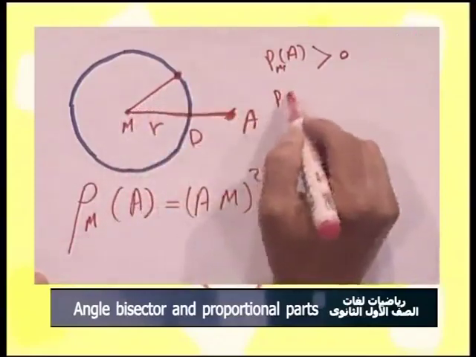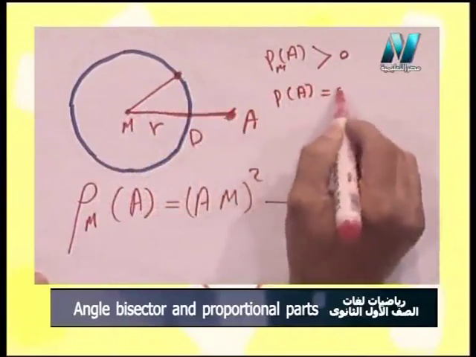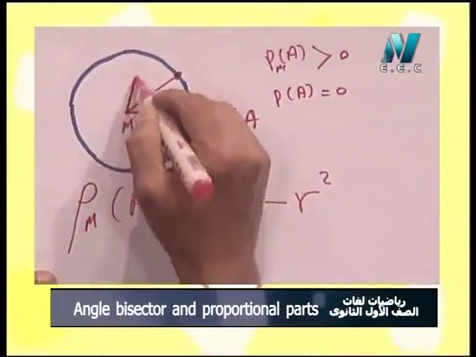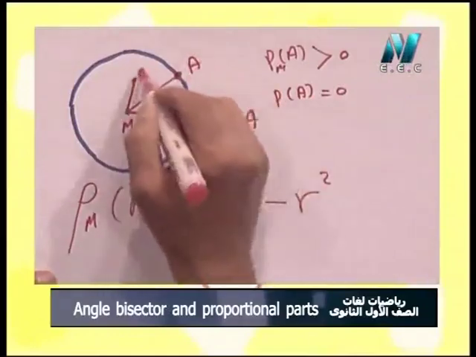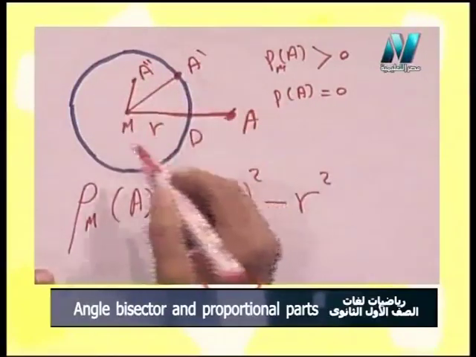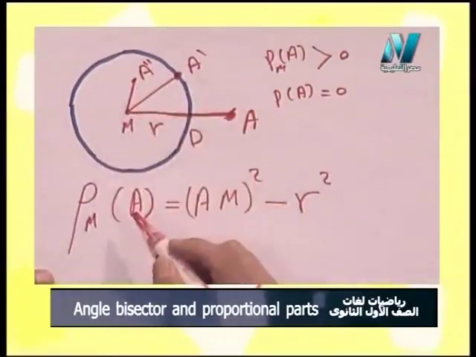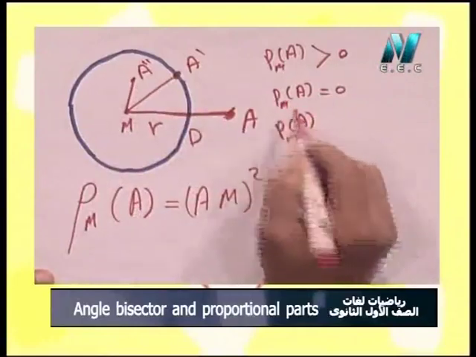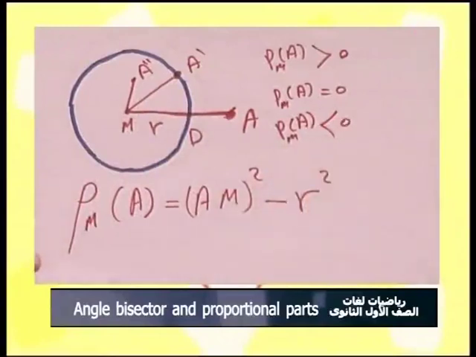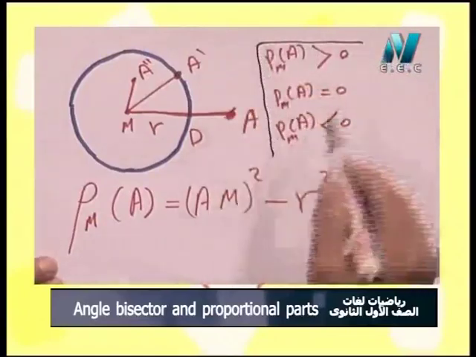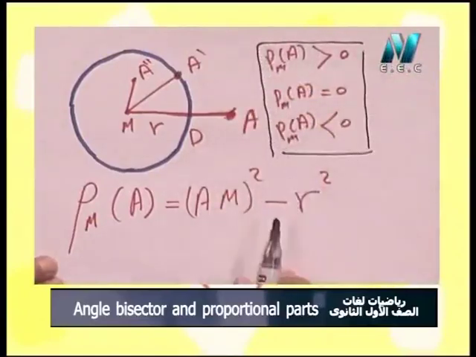So P of A equals 0, and maybe the point A, we can say A dash or A double dash. If A lies inside the circle, so the power of the point A related to M, of course, is less than 0. So look carefully. We have the power of the point A in 3 types.